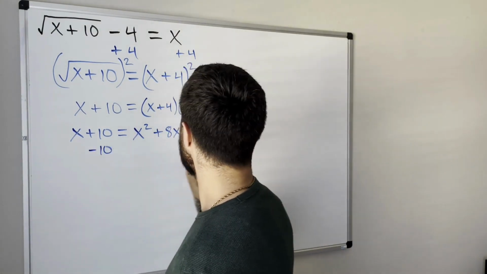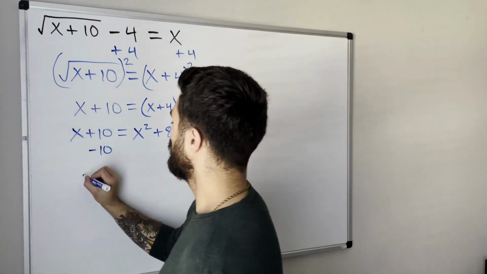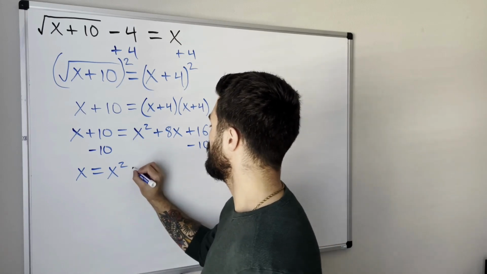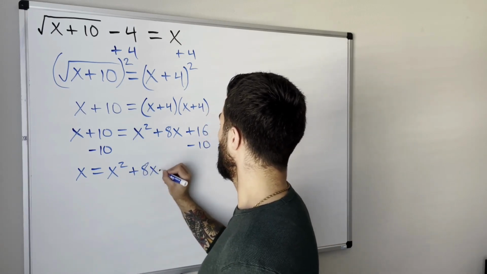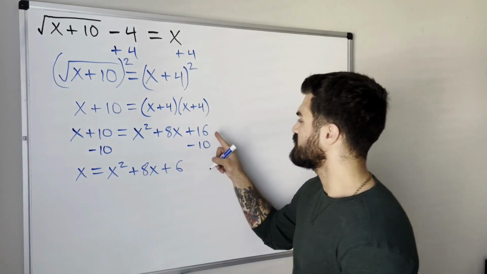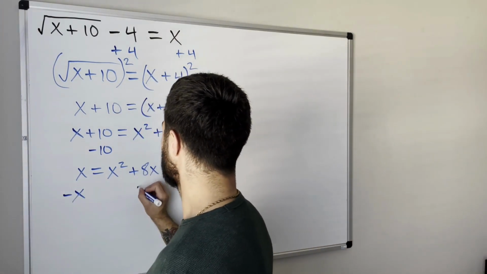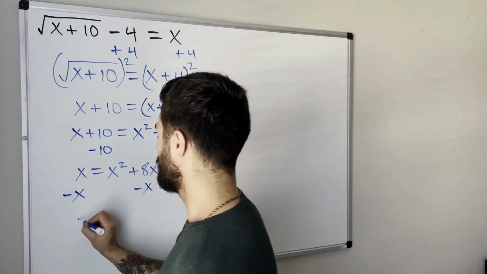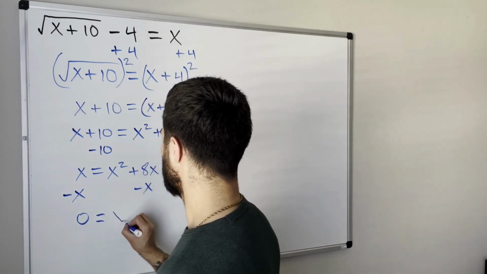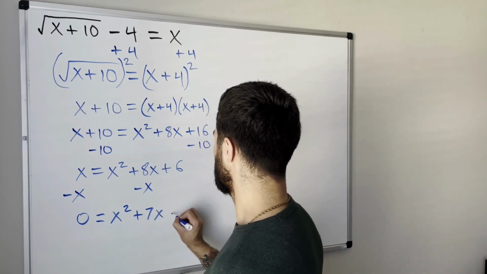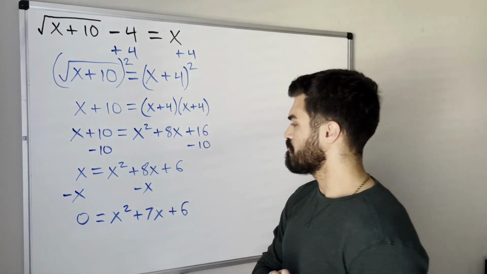So let's subtract 10 from both sides. We're left with x on the left-hand side. On the right-hand side, we have x squared plus 8x plus 6, because 16 minus 10 gives us 6. And now we can subtract x from both sides. And what we're going to get is 0 equals x squared plus 7x plus 6.